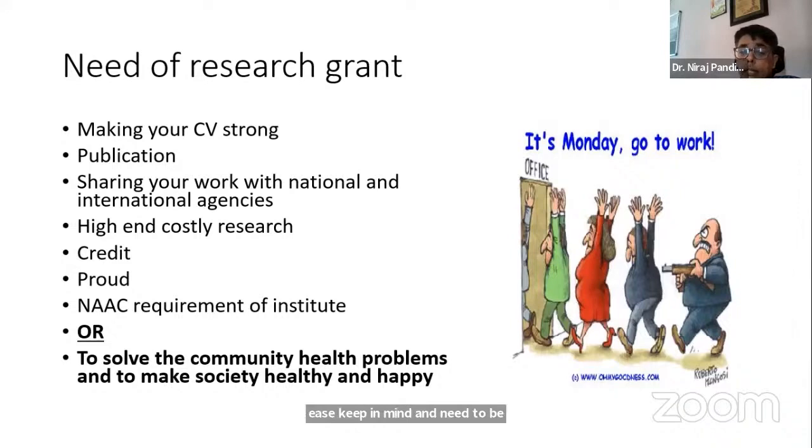Otherwise, it becomes something mandatory to go for, and we all do the mandatory work. It should not be monotonous and mechanical. We don't want to make research mechanical. So this is a very important area. Need is very important. Always focus the need on the health problem.